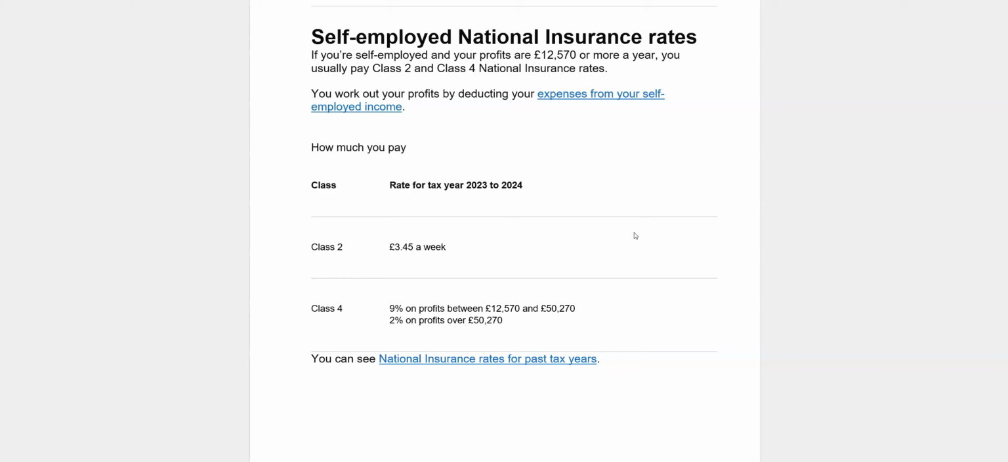As a self-employed person, you are also liable to pay class 2 and class 4 national insurance contributions. If you are self-employed and your profit is more than 12,570, the personal allowance, you usually pay class 2 and class 4 national insurance. Class 2 national insurance is fixed, that is £3.45 a week. It depends on how many weeks you operate, so you multiply by that number of weeks. For example, if you started your business in the middle of the year, you just pay class 2 national insurance only for the 6 months.